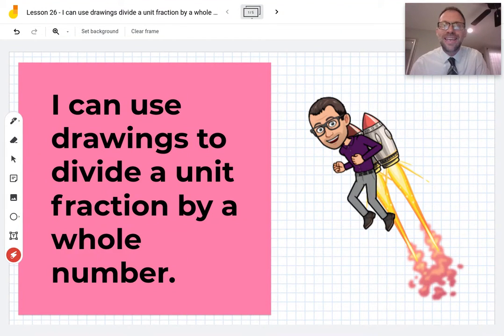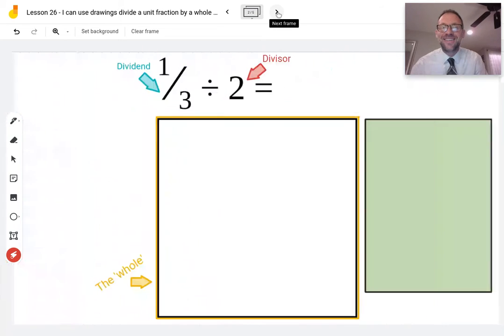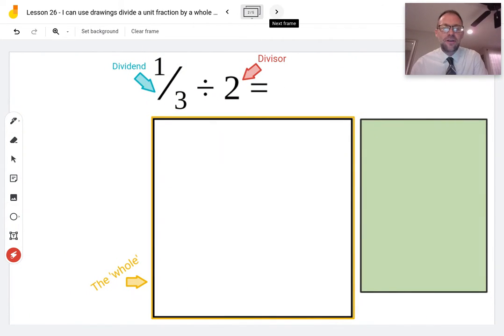Our learning target today is I can use drawings to divide a unit fraction by a whole number. Let's get started. Here we have our first problem. 1/3, which is a unit fraction, divided by 2, which is a whole number.